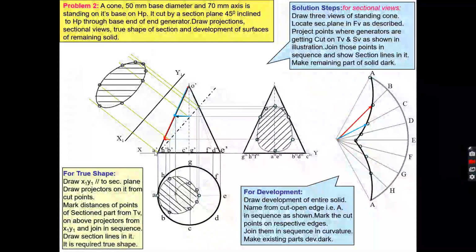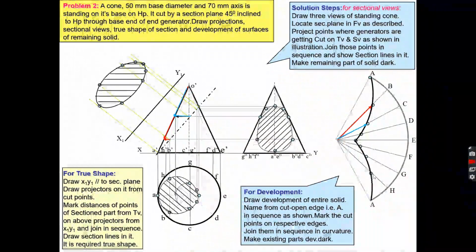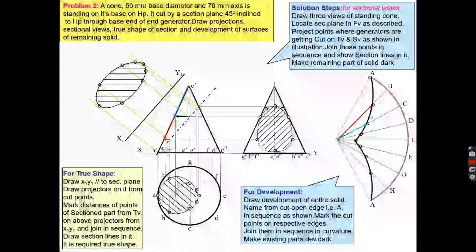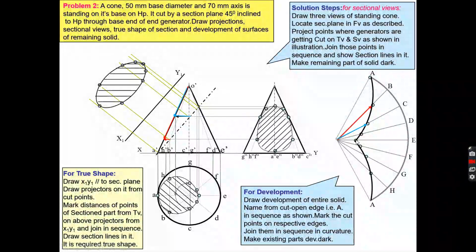But here, these points which are cut by the section planes are on the curved surface, and you cannot join them with the help of a straight line. You have to join them with the help of a French curve, and after joining that, these points will give you the curved surface, not the straight line.